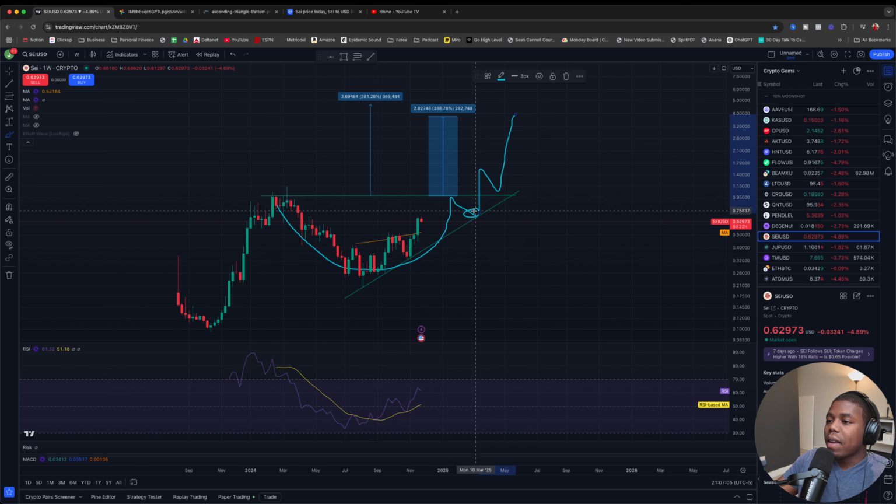I think that if it does create this rounding pattern and then has a pullback, maybe at around 75 cents or maybe even slightly lower, and I see either a bullish engulfing candle or some other type of bullish candlestick pattern, then I'll look to buy in and ride up to at least $3.50, if not $4. So that's my analysis on SEI.